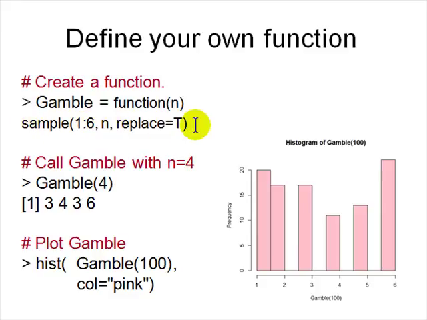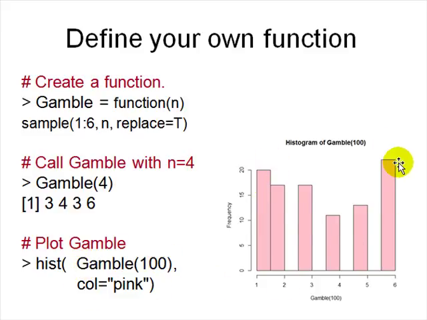Then after you define it, immediately you can call it. There's no need to compile it. You say gamble 4, so n equal to 4, and it returns 4 values, and then you can plot it. Also you say histogram gamble 100, color equal to pink, so you get this plot, a histogram of gamble.